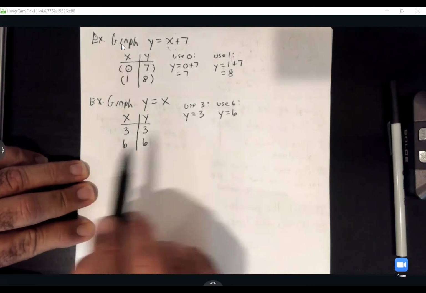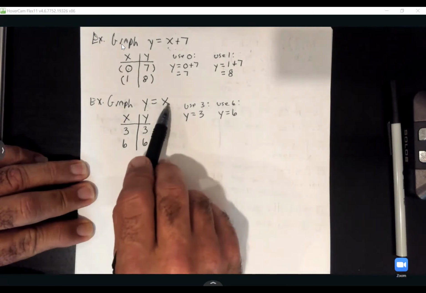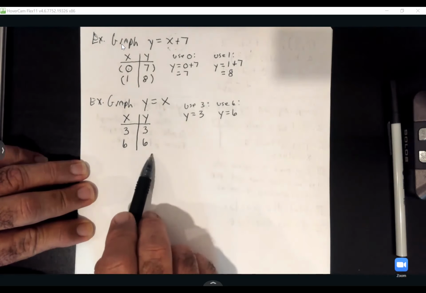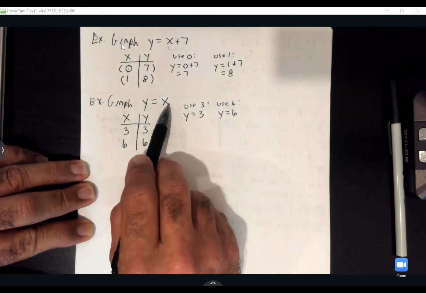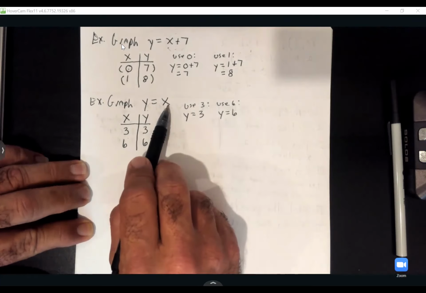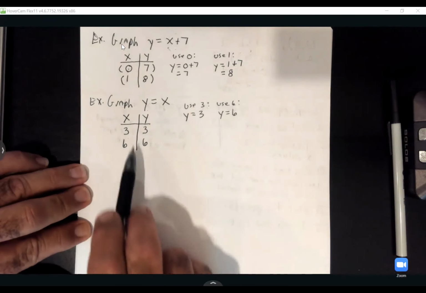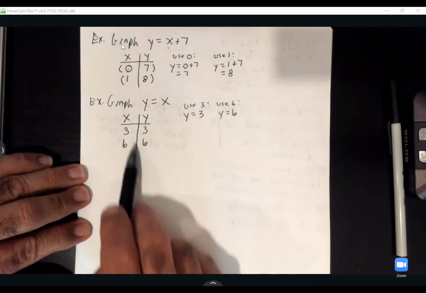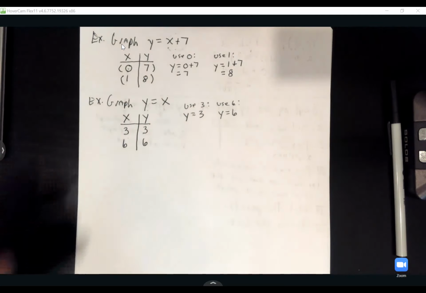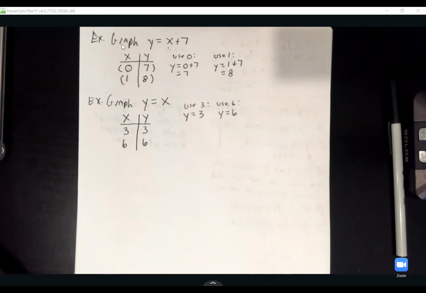So if I'd have used a 4 and an 8 like Shatia had on there, I'd have put in a 4. That means my y would have been 4. And then if we'd have put an 8 in for the x, we'd have had a y value of 8. So no matter what I put in for the x on this one, I got the same thing for the y values. So let's go plot that.